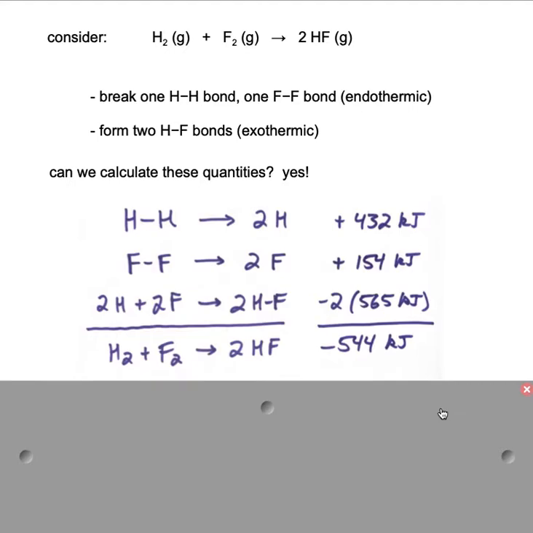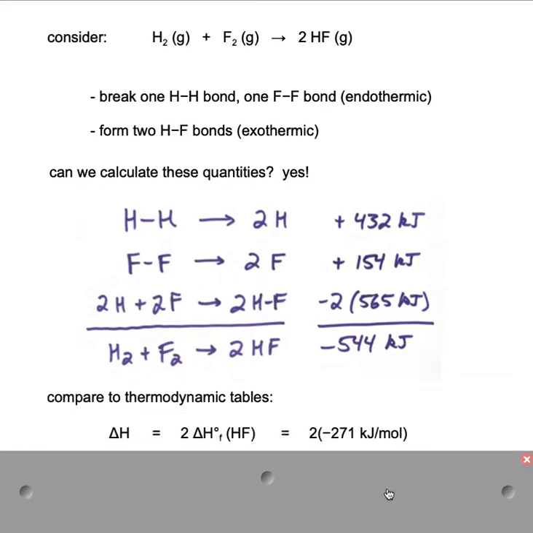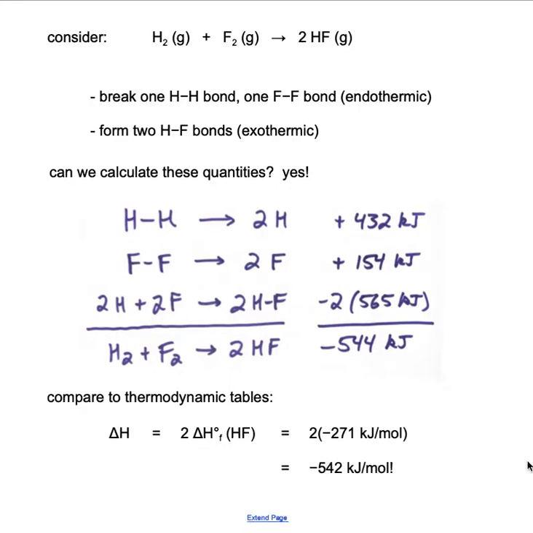When I add these up, I see that my estimated enthalpy change for this reaction is negative 544 kilojoules as the reaction is written. Now, we can actually compare this to a literature value because, as you may have recognized, what we're doing in this reaction is forming hydrogen fluoride gas, a compound, from its elements in their standard states. The enthalpy change for that is equal, of course, to the standard enthalpy of formation. Because I'm forming 2 moles of HF gas, the enthalpy change should be twice the standard enthalpy of formation of HF, which according to the thermodynamic tables is negative 542 kilojoules per mole. So we see our estimate using bond energies was pretty darn accurate.